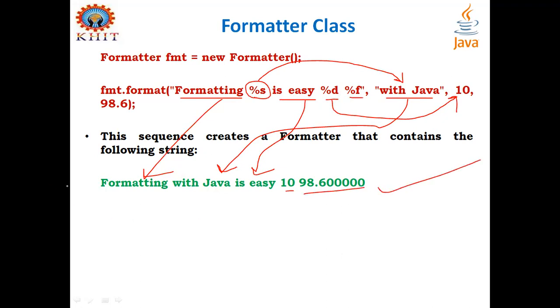So this way I want to get my data formatted like this. In the same way, I'm using this format method, using this formatter object. I'm making this data into my own format at output.